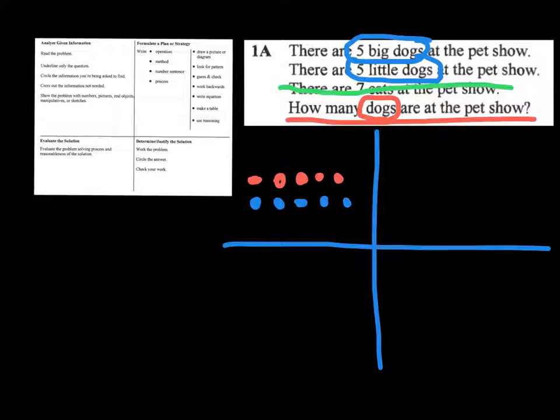And in my plan, there are going to be four bullet points that I'm going to tell all my kiddos to start with. My first one is my operation. So it says, how many dogs are at the pet show? Well, I think we're doing addition. So I would have my kiddo write addition.